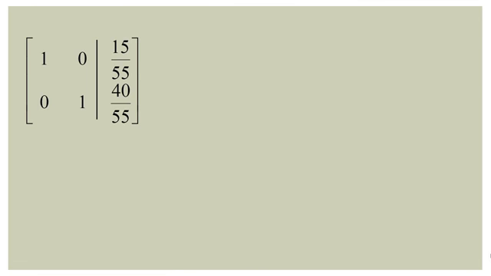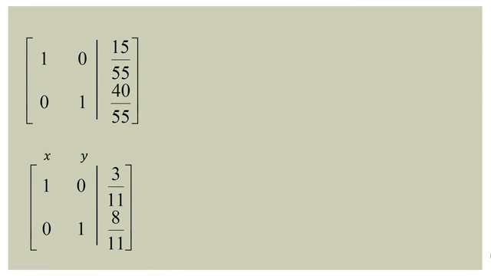So those are where we ended in our last slide. Now if we simplify those fractions, because we can divide the top and bottom all by 5, 15 divided by 5 is 3, 55 divided by 5 is 11. So our top fraction is 3/11. Our bottom fraction is 8/11. And there are our values for x and y.